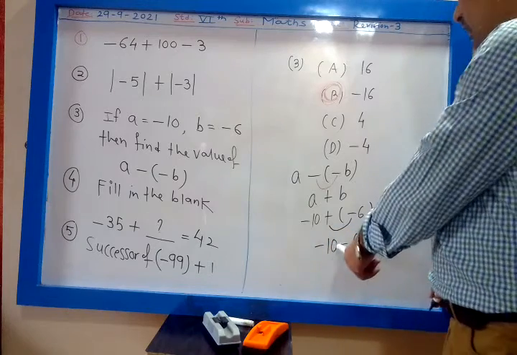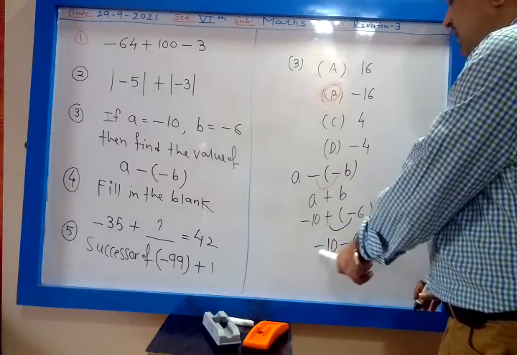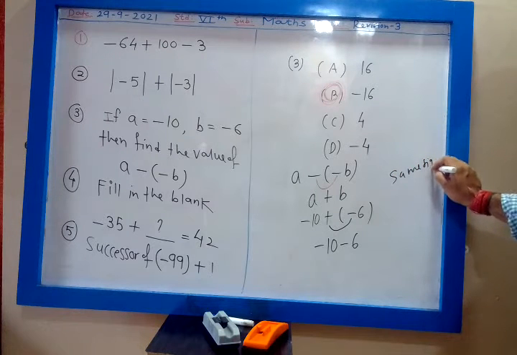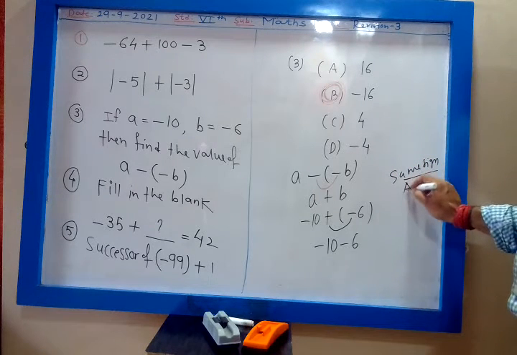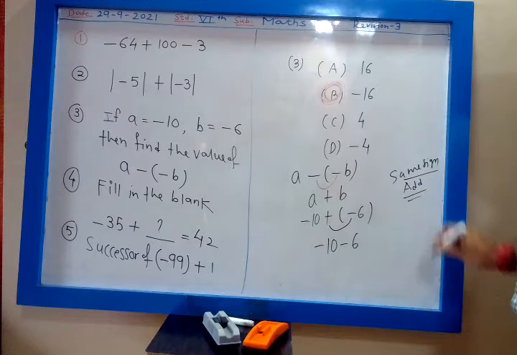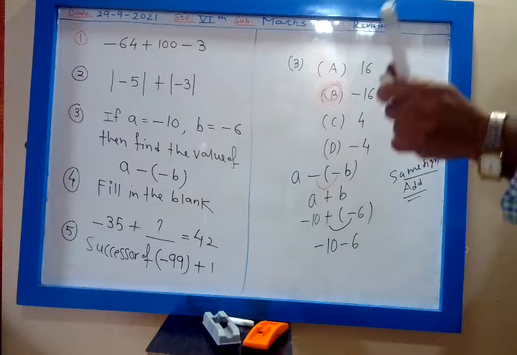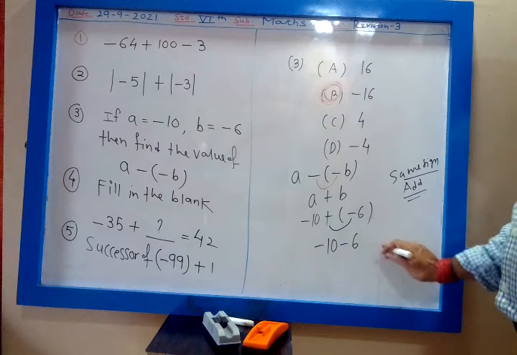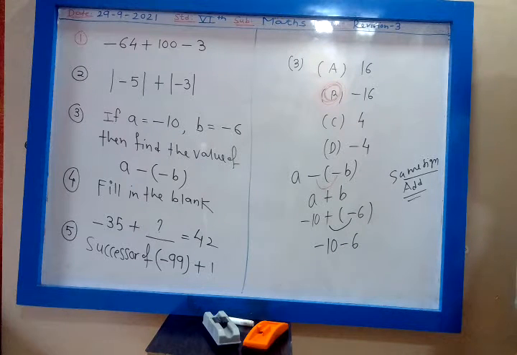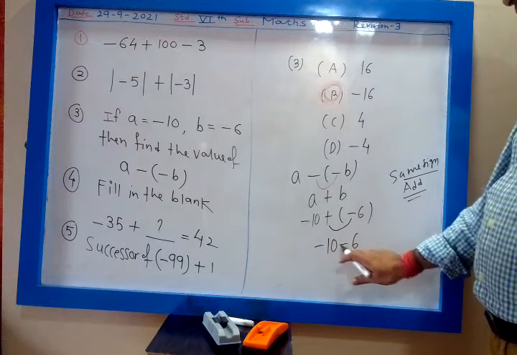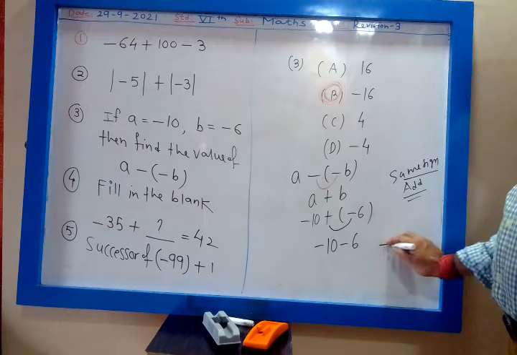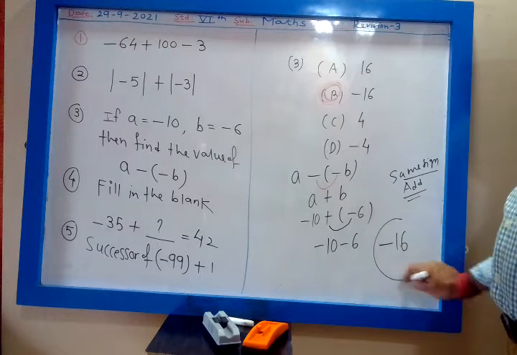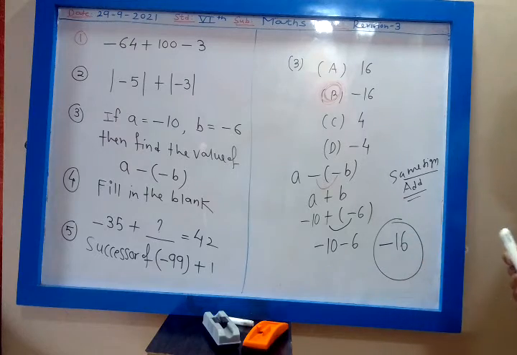Now what is the sign of 10? Minus. What is the sign of 6? Minus. Minus minus means same sign. Whenever they have the same sign, you add the numbers and take the common sign. What is the common sign of minus minus? Minus. And add the numbers, 10 plus 6, 16. Answer is minus 16.